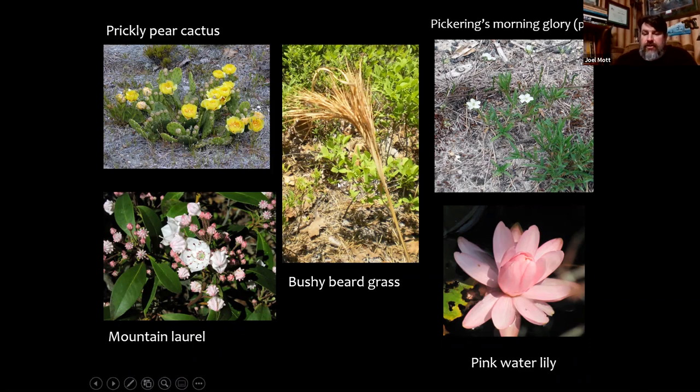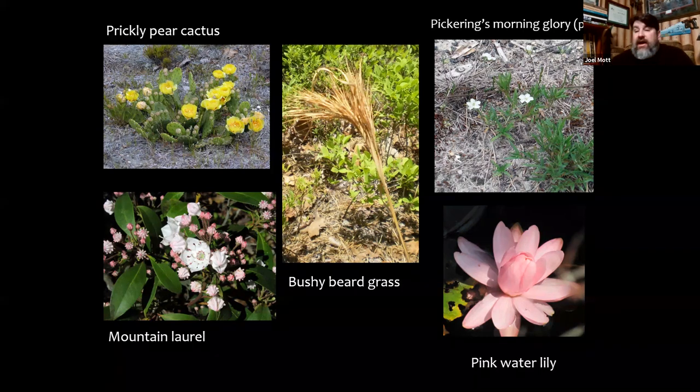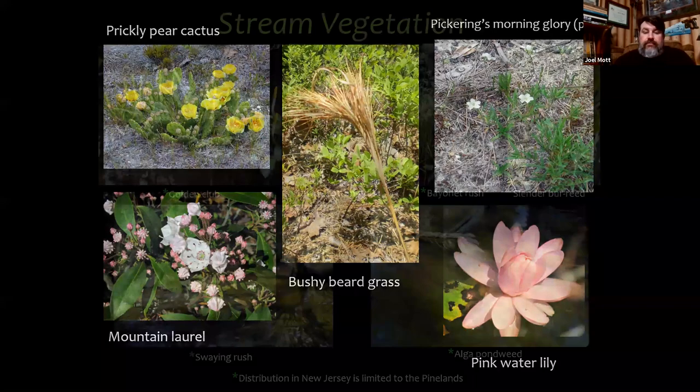And then bushy beardgrass here is one of my favorite plants because it is really a wetland plant. And when you find it in an upland setting, it tells you right away that that's an area where the water table comes very high. So that's a pretty strong indicator of wetland soils.